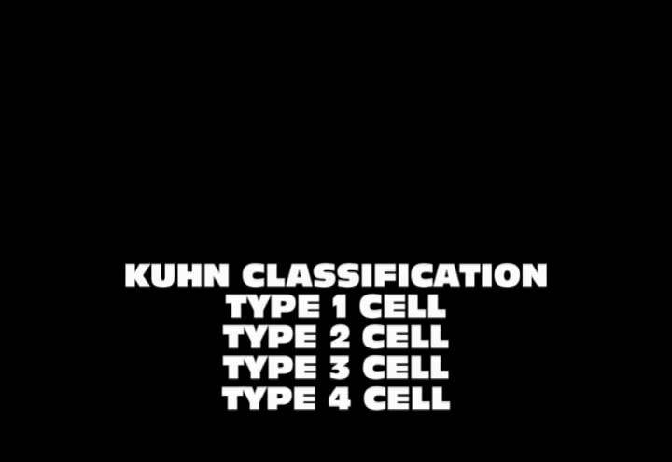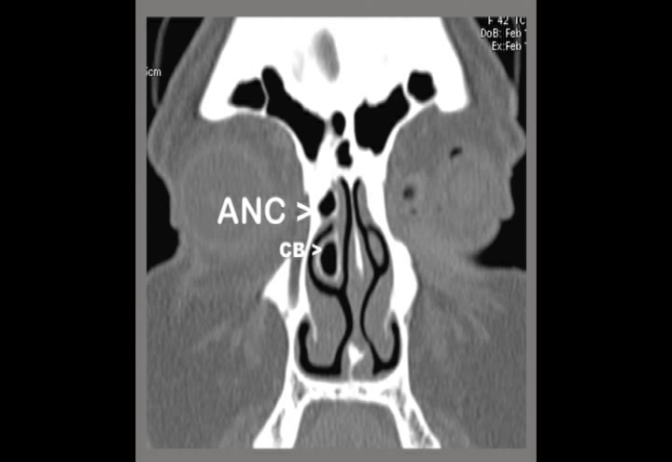Type 3 is a single cell extending to the frontal sinus above the nasofrontal beak, and type 4 is an isolated cell inside the frontal sinus, or according to P.J. Wormald's classification, the vertical height of that cell inside the frontal sinus is more than 50% of the height of the frontal sinus. Then it comes under the classification of type 4 Kuhn classification.